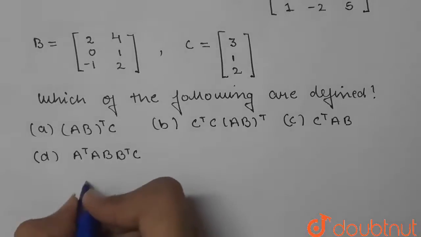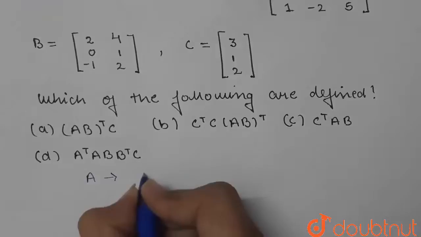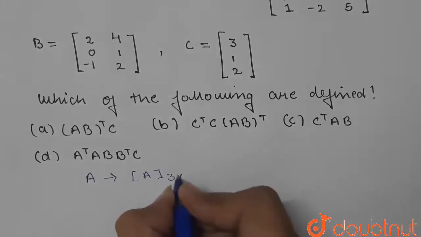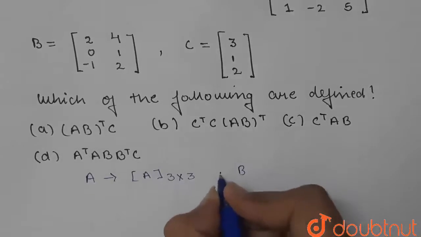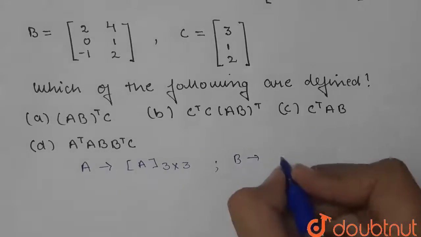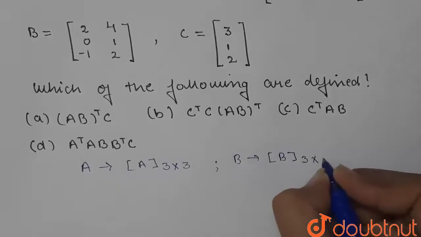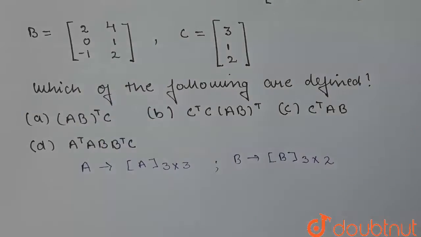So we have these four options and we need to find out which of them are defined. We are given that the order of A matrix is 3 cross 3. It has 3 rows and 3 columns. B matrix is given to us and its order is 3 cross 2. It has 3 rows and 2 columns.